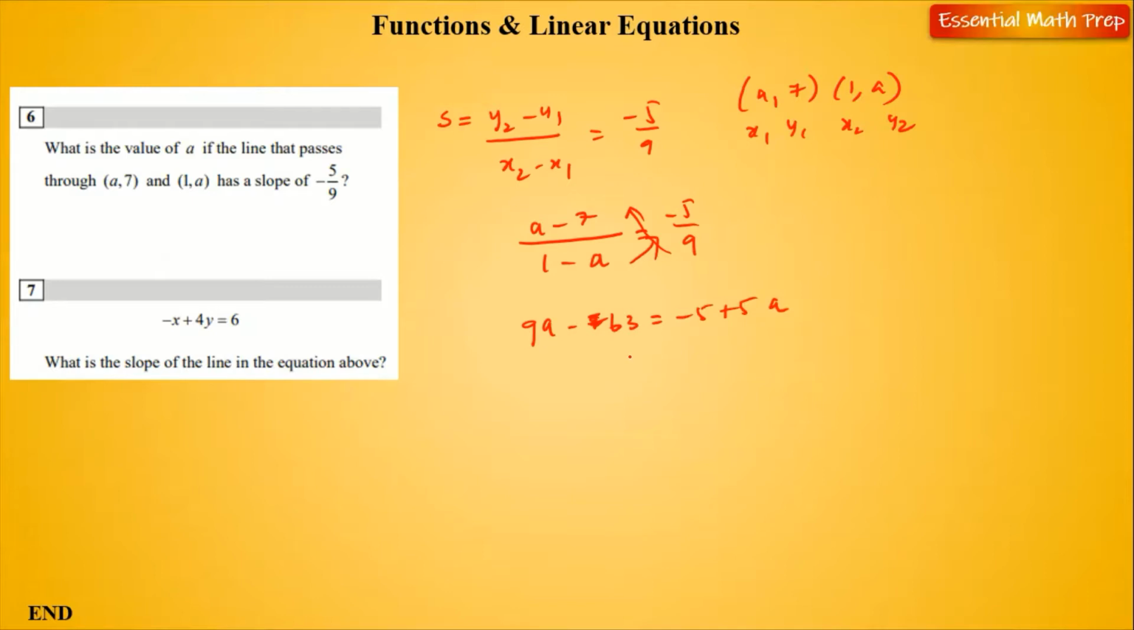So if you bring the 5a to this side, it's 4a equals negative 5 plus 63. That is 58. Equals 4a, so a equals 58 over 4. I don't think it's a perfect number, if I remember right. Yeah, it's 14.5.